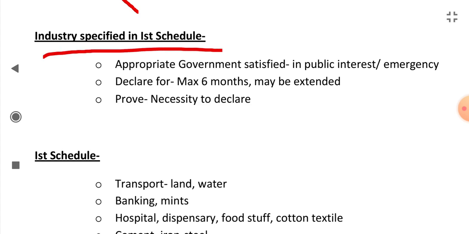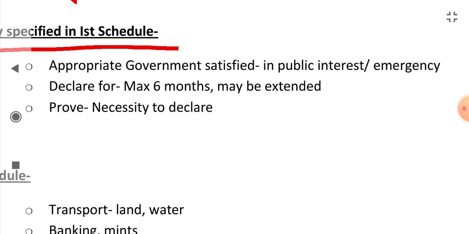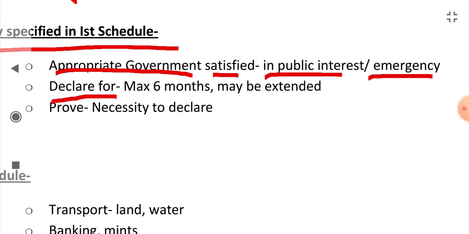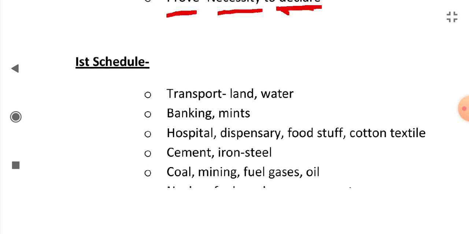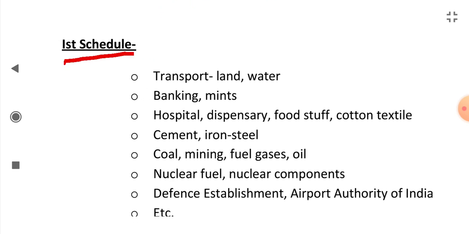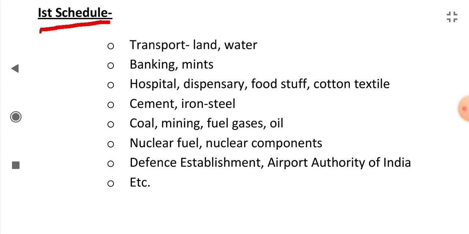Industries specified in the First Schedule. There are some industries which are not public utility services, but in times of emergency or in public interest, the government can declare them as public utility services and put more restrictions on them. So the appropriate government, if satisfied that it is in public interest or emergency, can declare any industry or service as public utility services for a maximum of 6 months, or it may extend the period or repeat it, but it has to prove the necessity to declare that service or industry as a public utility service. So what are the industries in the First Schedule which can be declared as public utility services in times of emergency or in public interest?